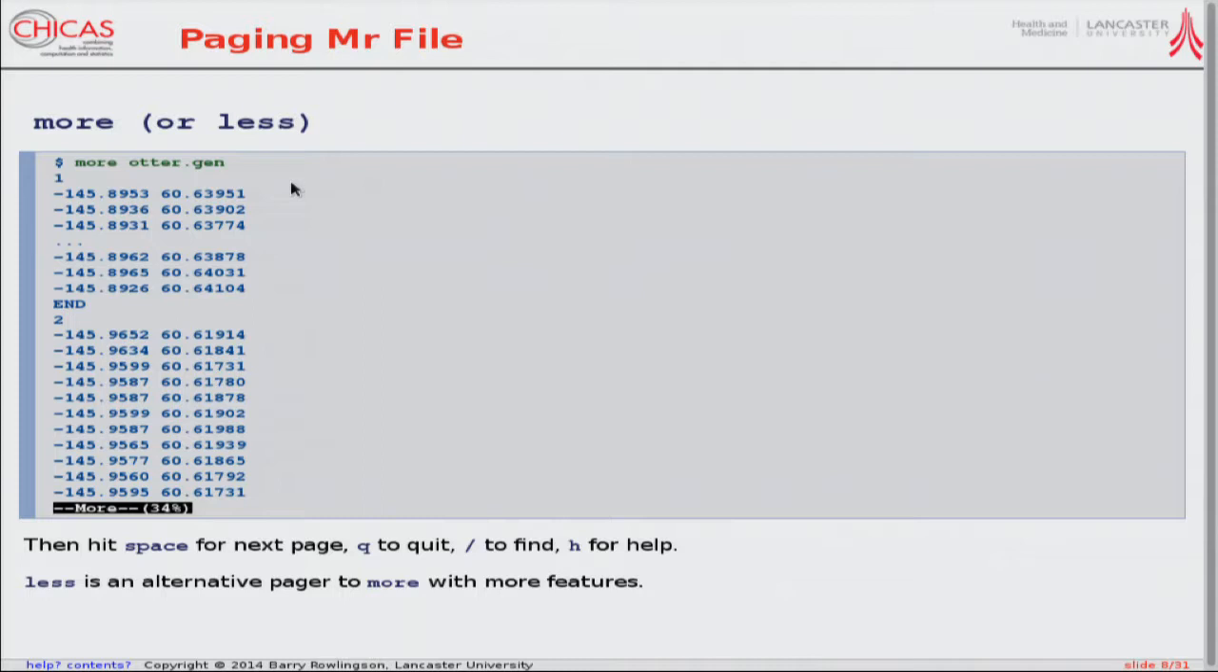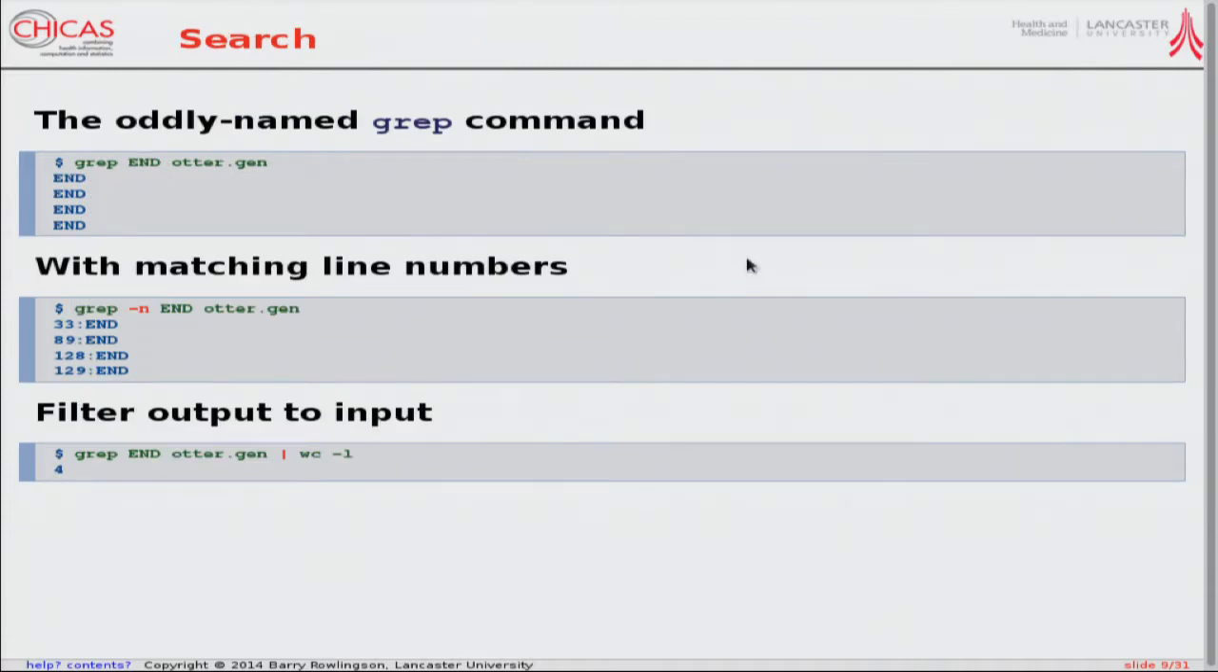Okay, so now I can see a bit more of the structure of the file. It appears to be a number, some coordinates, an end, a number, some coordinates, and so forth. So what are those ends doing in there? How many of them are there? What are they all about? There's the grep command, which in any sensible language would be called find or search or something, but this is Unix.